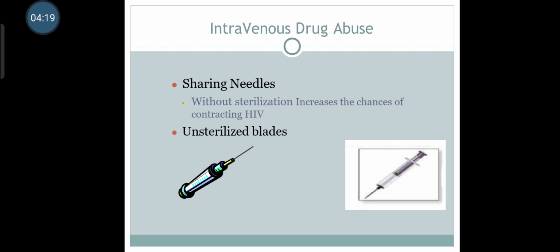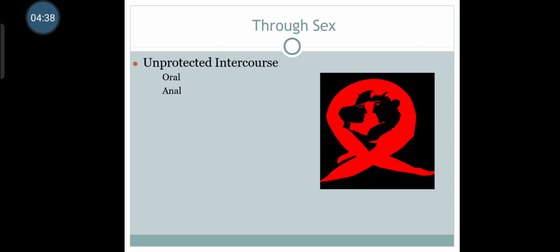Unsterilized blades. For example, in a saloon, if the same blade is used for shaving all the persons, and one person has HIV AIDS, the other person may get it. So unsterilized blades are also one of the modes of transmission. Unprotected sexual intercourse with a person infected with HIV AIDS can also cause HIV.